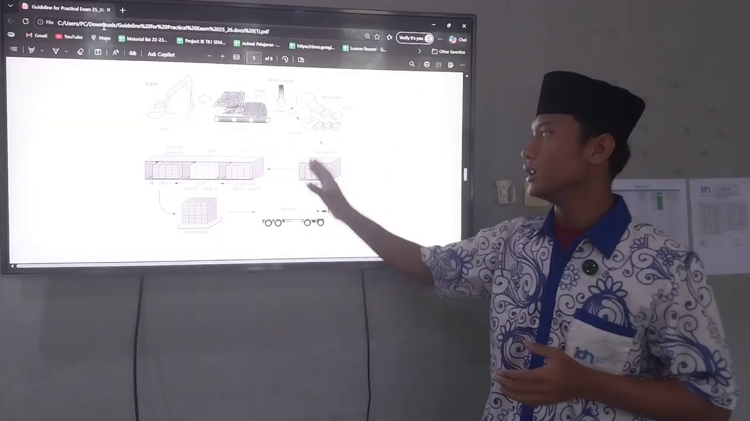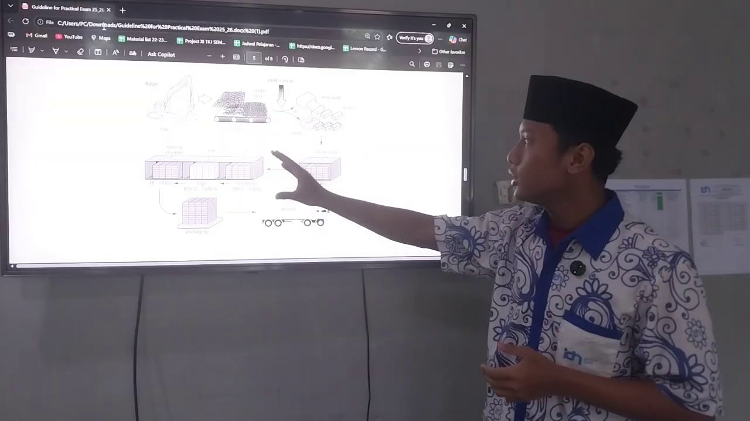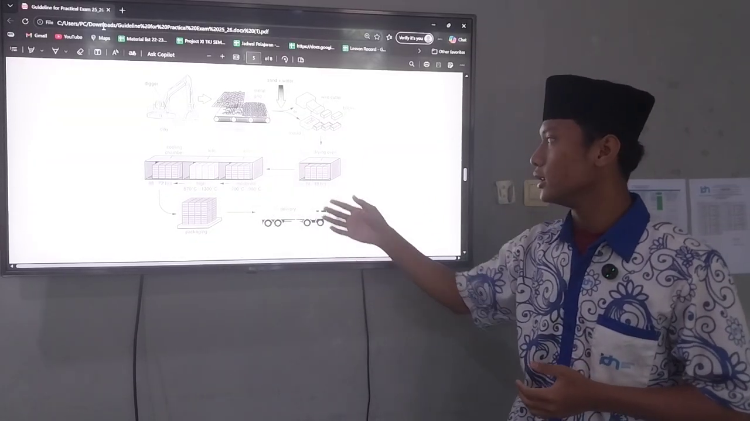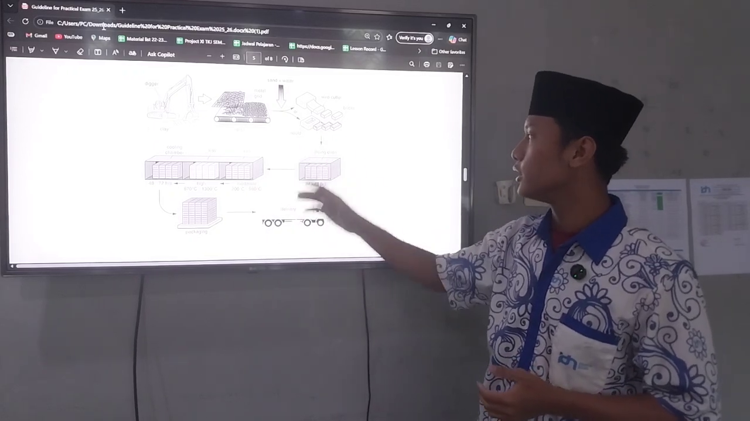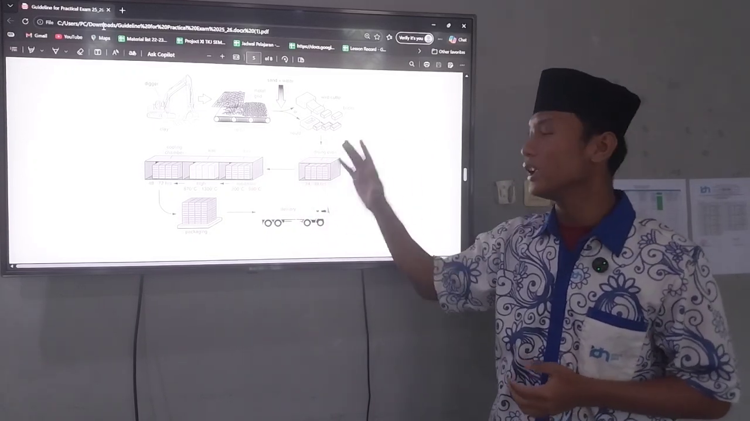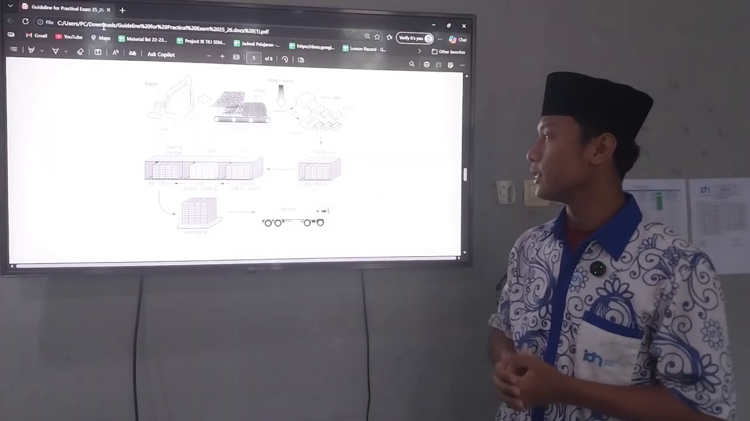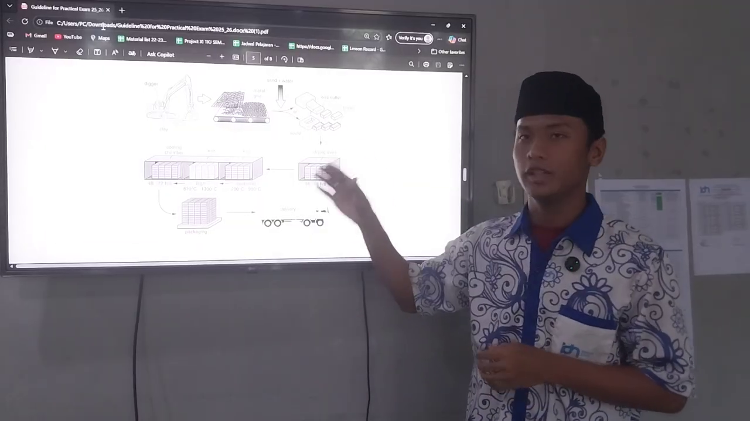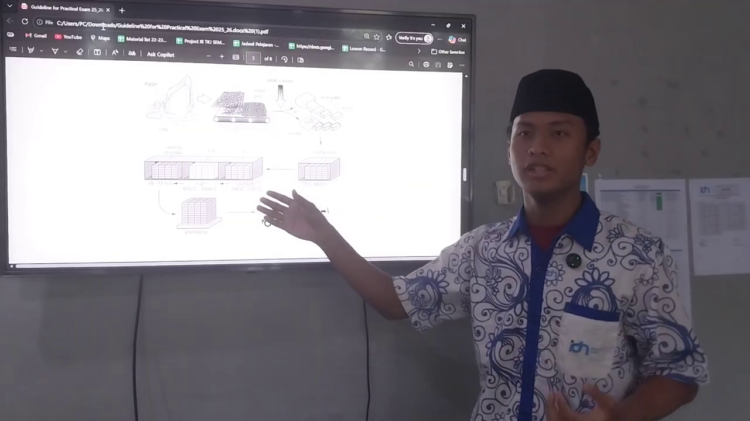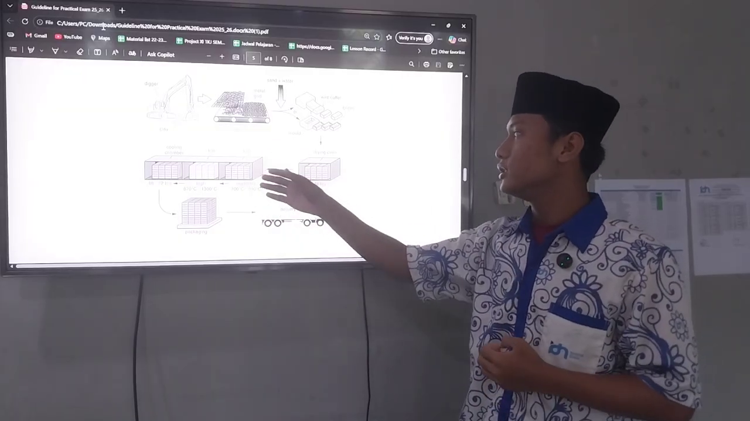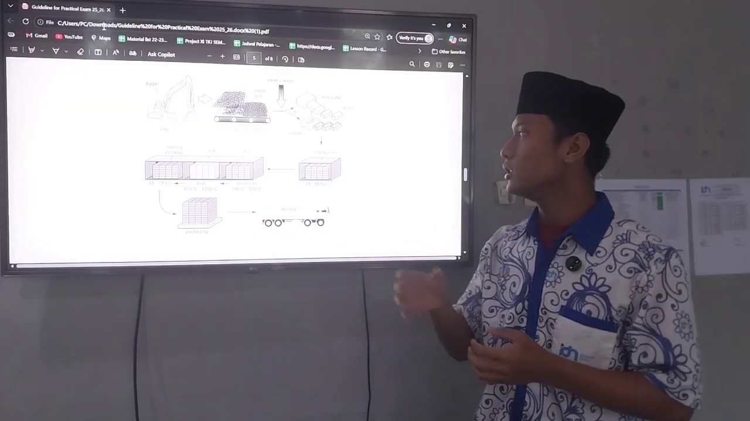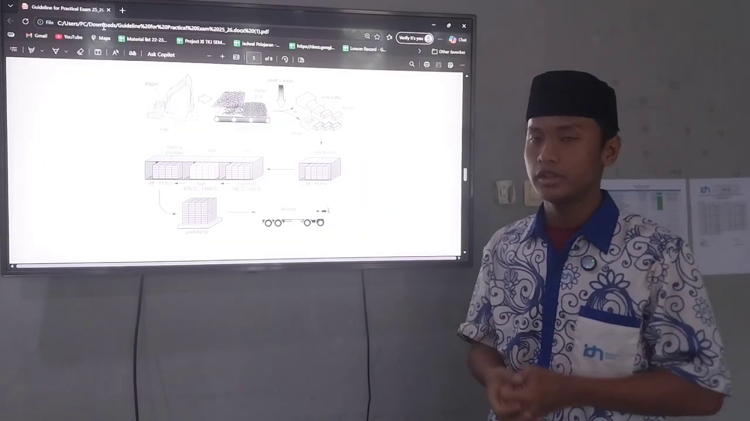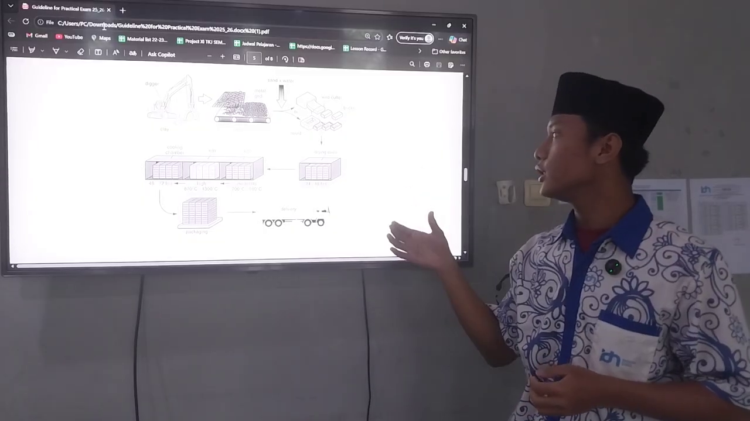So, as you can see, this diagram shows how bricks can be formed. There are around 7 or 8 steps in here. So I'm gonna explain you one by one. The first step is the digger, or we can say excavator. It takes the clay to the truck, and the truck will deliver it to the brick factory.